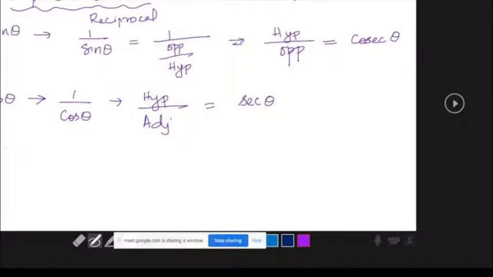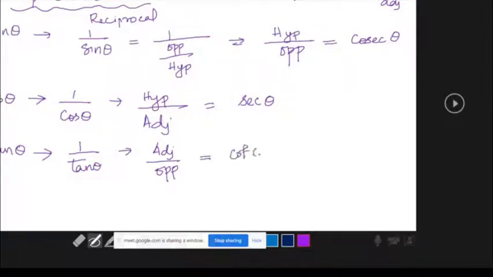Then we have tan theta. Tan theta, if we make it ulta, what do we get? 1 by tan theta. Tan theta is opposite by adjacent. So now we'll get adjacent by opposite. The name for it is cot theta. So now we got 6 functions.